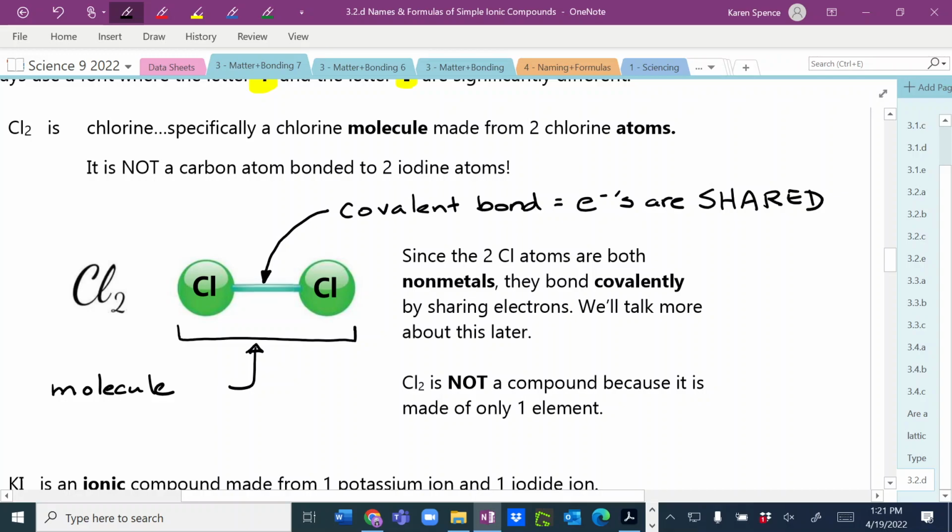So when you have nonmetal and nonmetal, so this is a nonmetal, and this is a nonmetal, the bond between them will be covalent, and those electrons will be shared, and you will form a molecule.